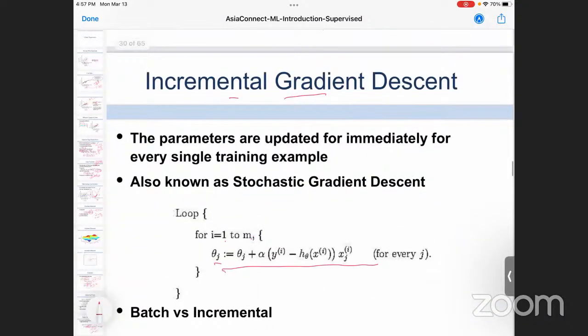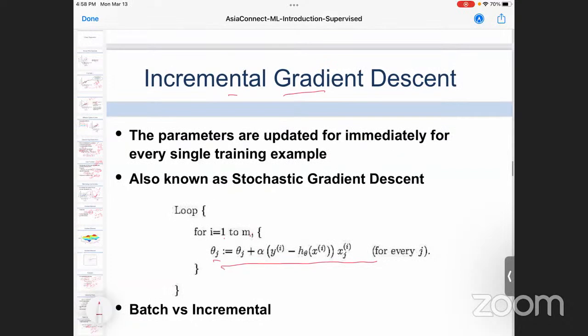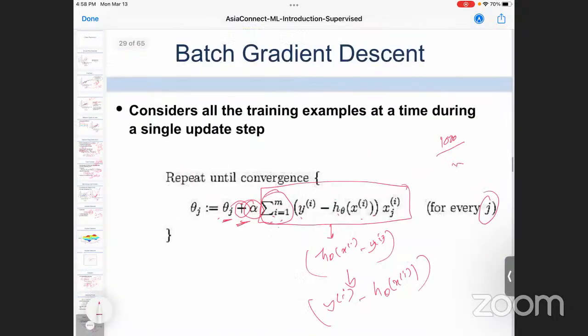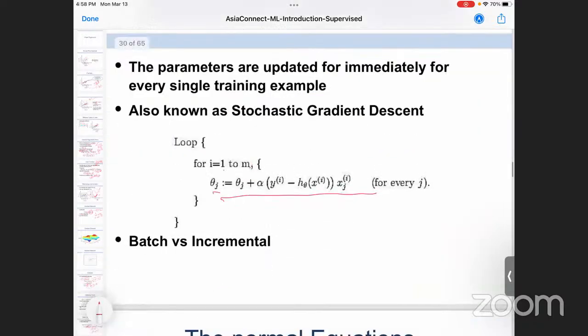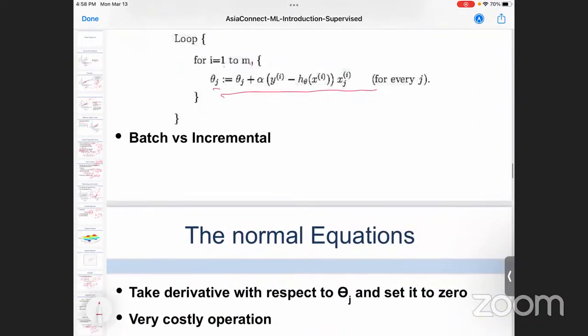So what is the benefit? Incremental gradient descent is faster, but it may give suboptimal results. It can just roam around and then give some results, but it's close to the optimal. But the batch version is costly and takes time, but it gives a good result. These are the two main differences, right?